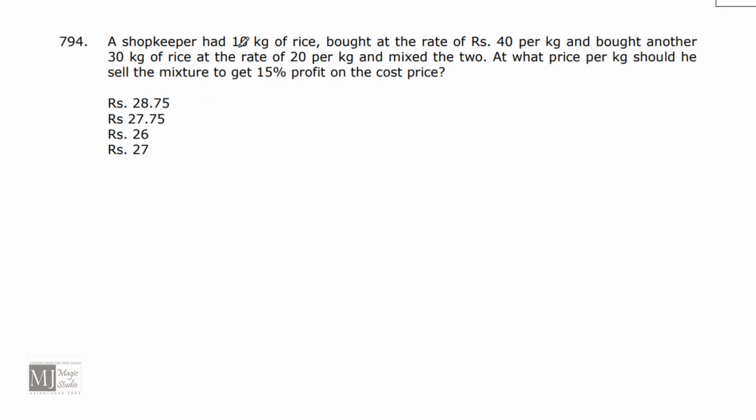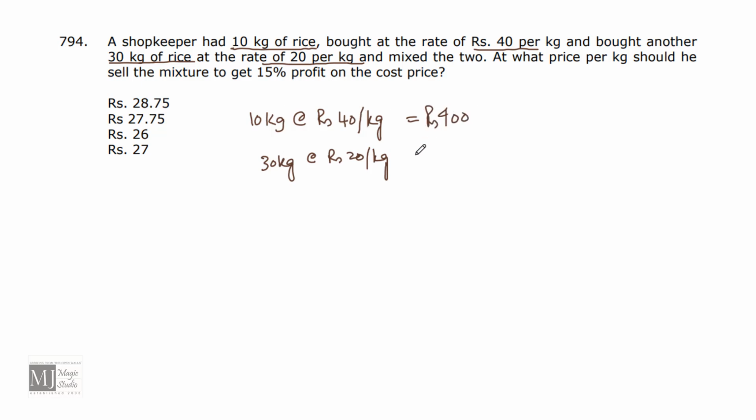A shopkeeper had 10 kg of rice bought at the rate of rupees 40 per kg, and bought another 30 kg of rice at the rate of rupees 20 per kg, and mixed the two. What is the cost of the first type? 40 into 10, that is 400 rupees. Cost of the second type is 30 into 20, that is 600 rupees. So the total cost of the mixture is rupees 1000, and in the mixture we have 40 kgs.